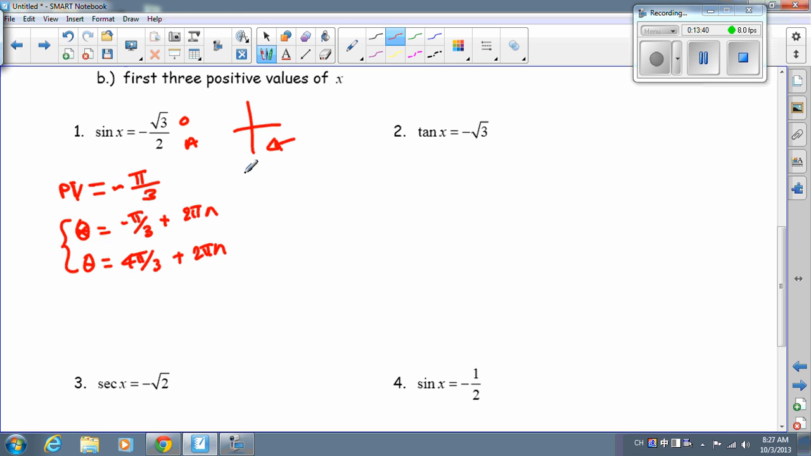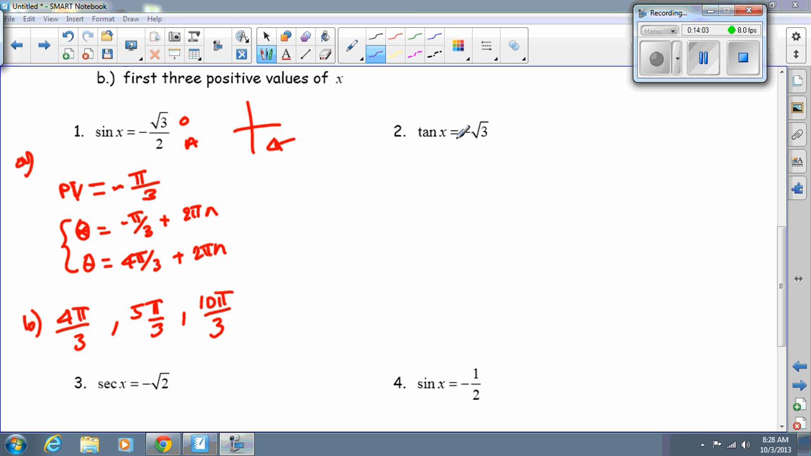Now the first few values that we can get, by the way, this is A, and to find B, I will say the first value will be, of course, 4 pi over 3, which is the positive one. And if I plug in 1 here, I will end up with 5 pi over 3. And if I plug in another one, I will get 10 pi over 3. Let's do the same thing for problem number 2.